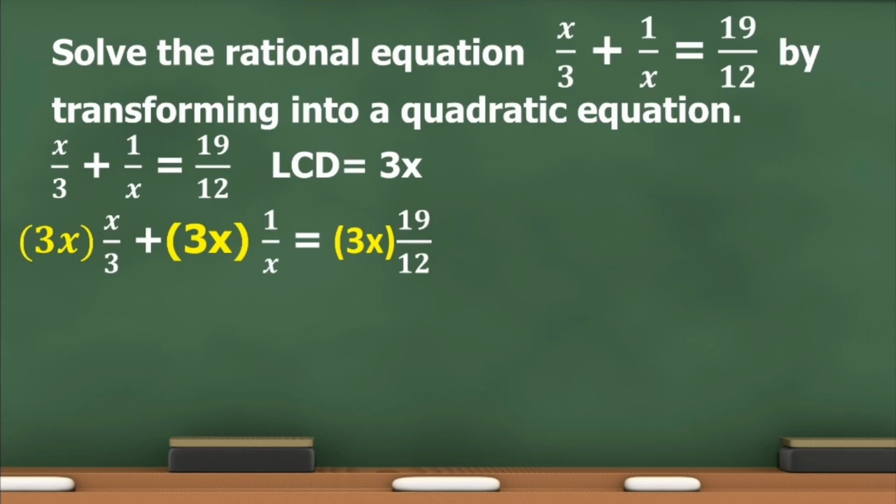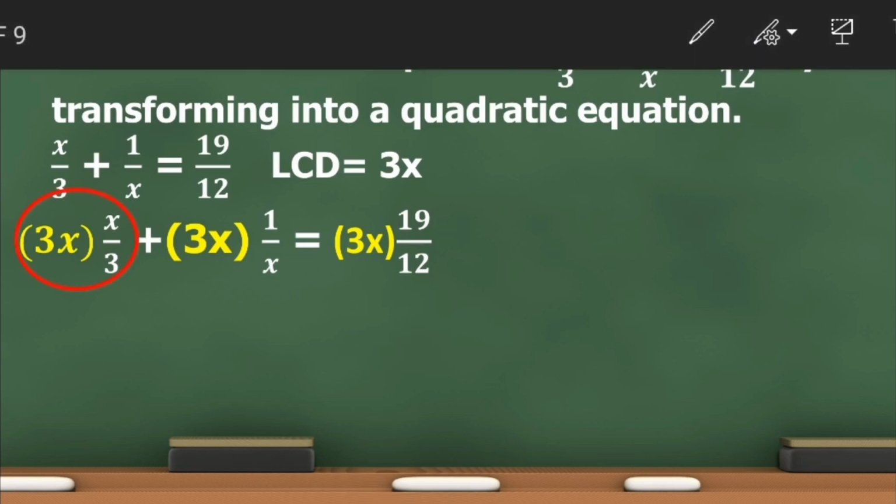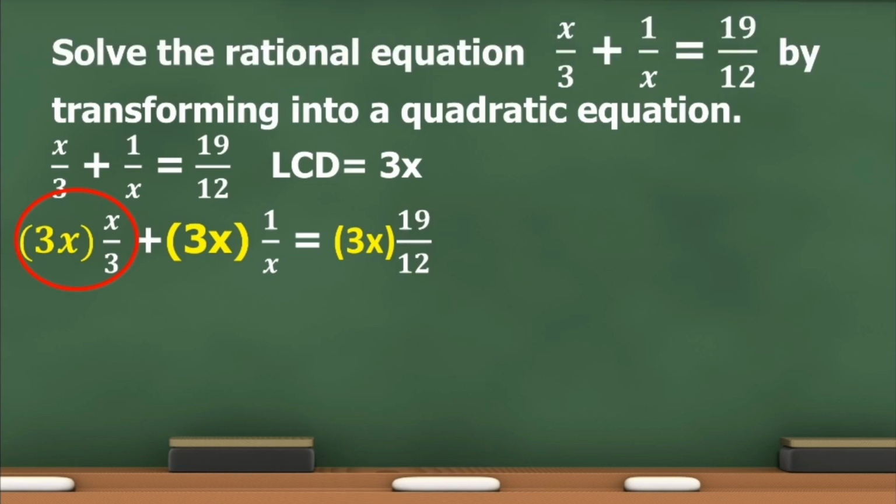At para mas lalo ninyong maintindihan, isa-isahin natin. So, 3x times x over 3. So, dito ay multiply mo lang class yung 3x doon sa numerator. So, 3x times x over 3 is 3x squared over 3. Okay, next, 3x times 1 over x is 3x over x. Then 3x times 19 over 12 is equal to 57x over 12.